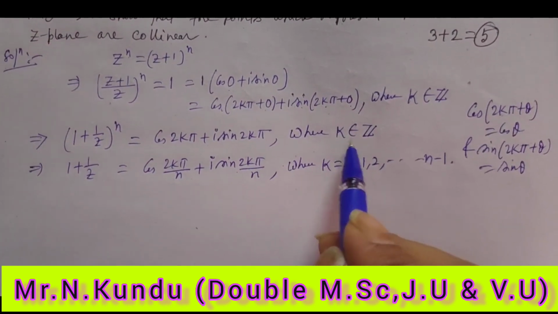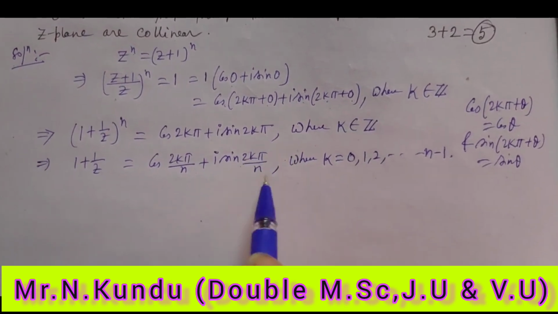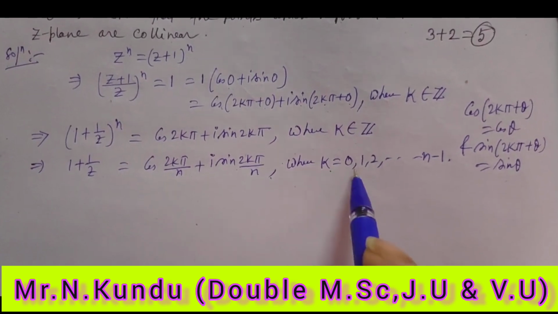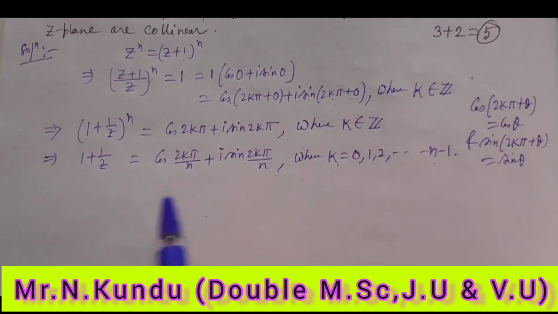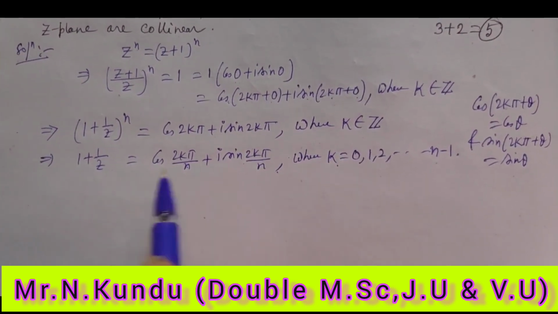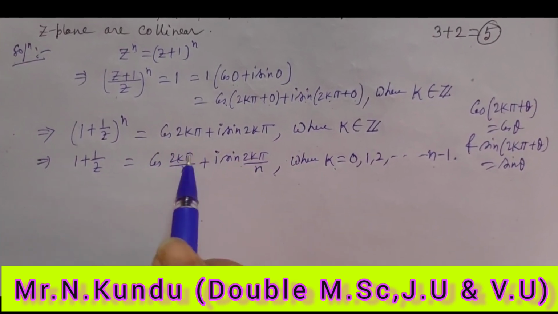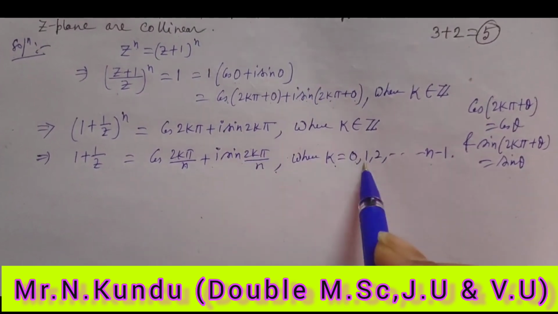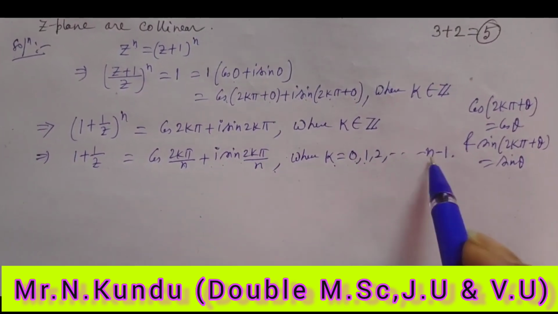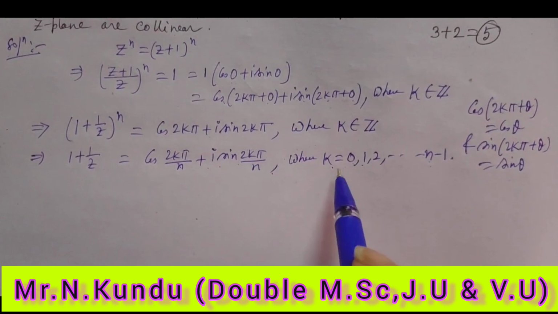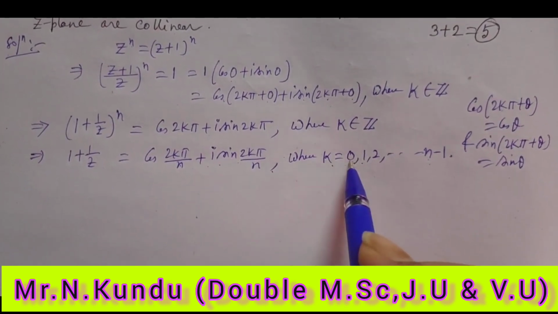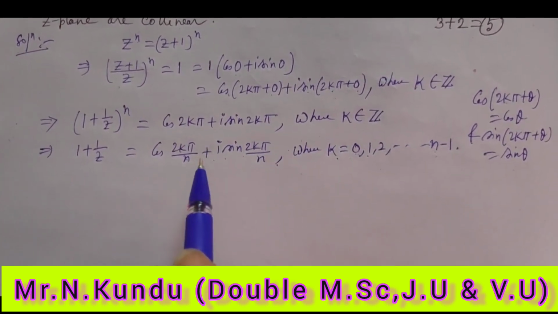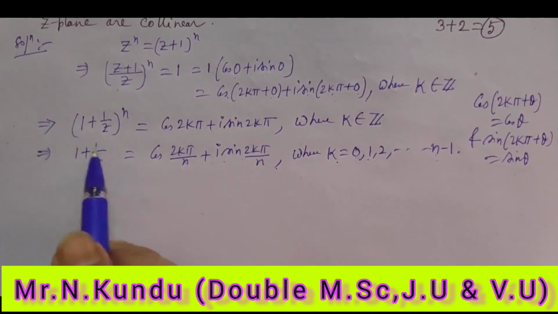Up to this step k can be any integer, but in this step, when we divide by n, k is 0 to n minus 1, because the n distinct roots of the equation are this. For k equals 0 we get one root, for k equals 1 we get another root, for k equals n minus 1 we get another root. So here k varies from 0 to n minus 1. So the n values of k give n distinct values of this 1 plus 1 by z.